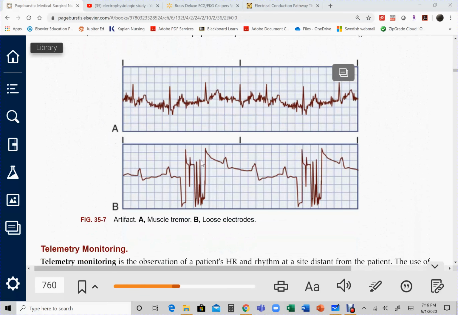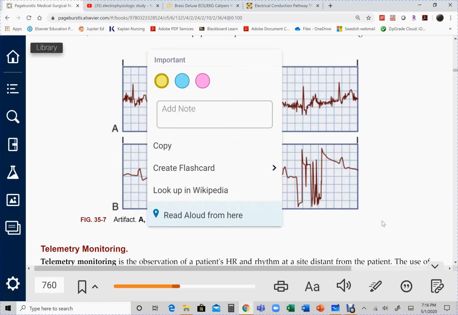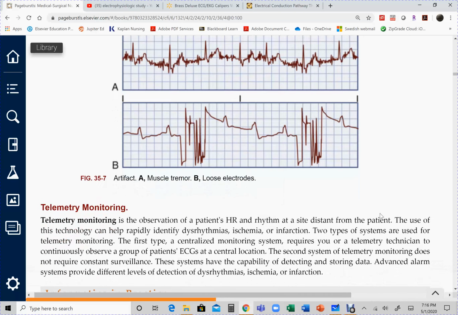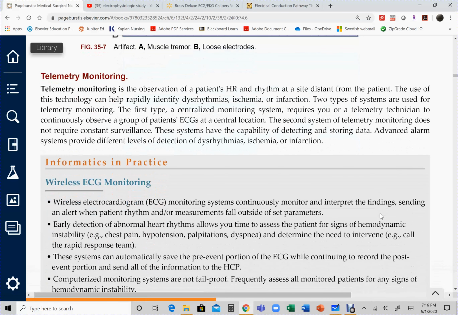These are not cardiac rhythms. These are too disorganized. These are artifacts caused either by muscle tremors or the electrodes that you put on the patient's skin being loose. Typically that happens if the patient is very sweaty or very hairy, or a very sweaty, hairy patient.